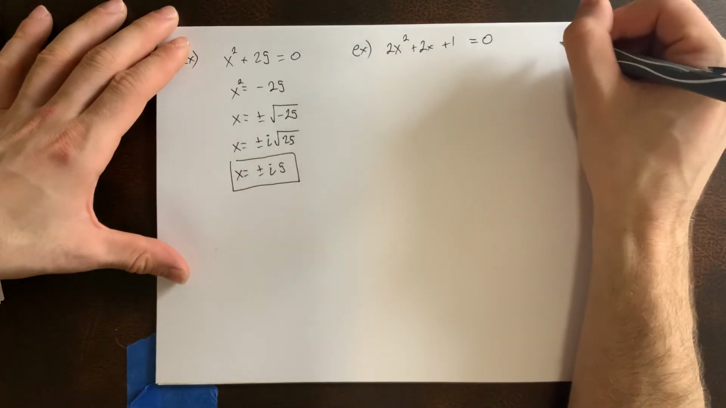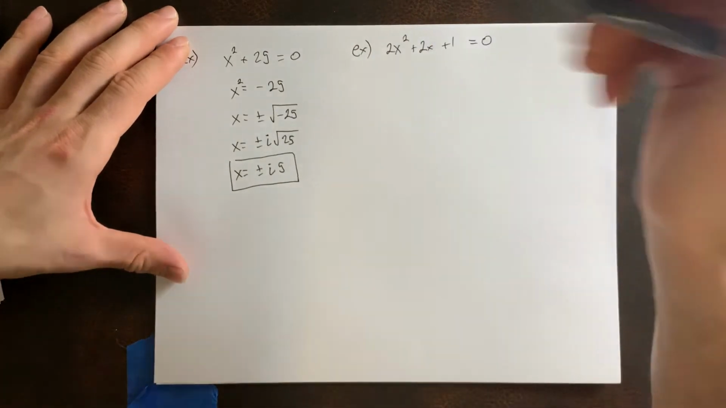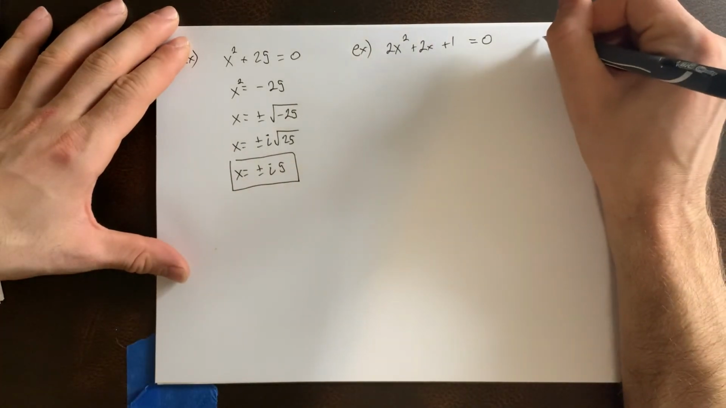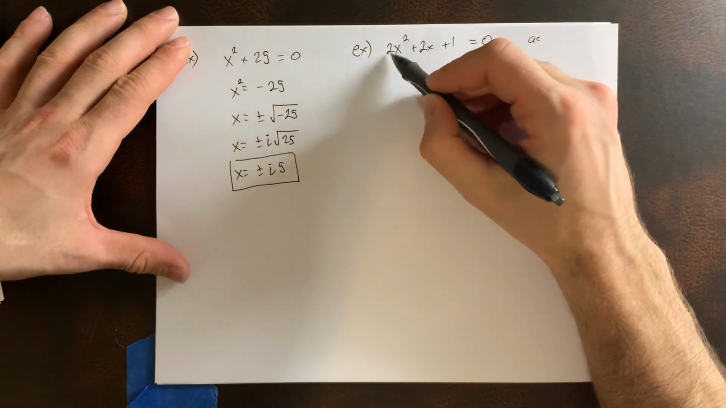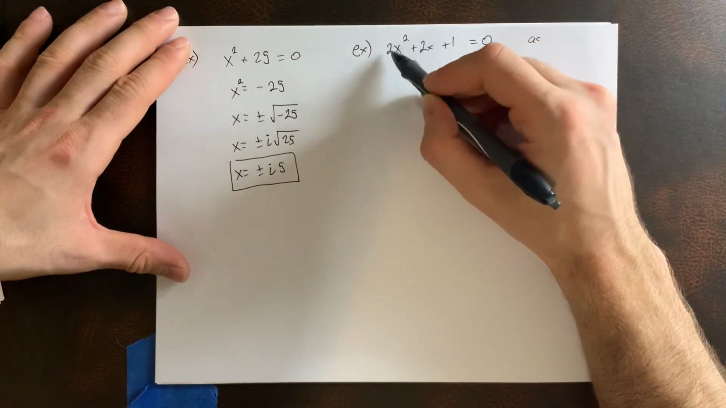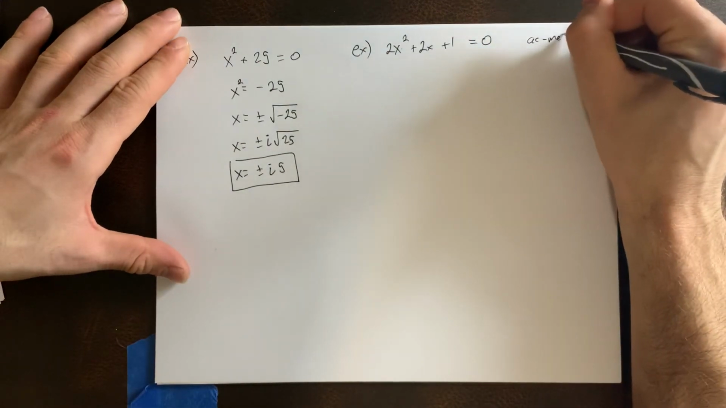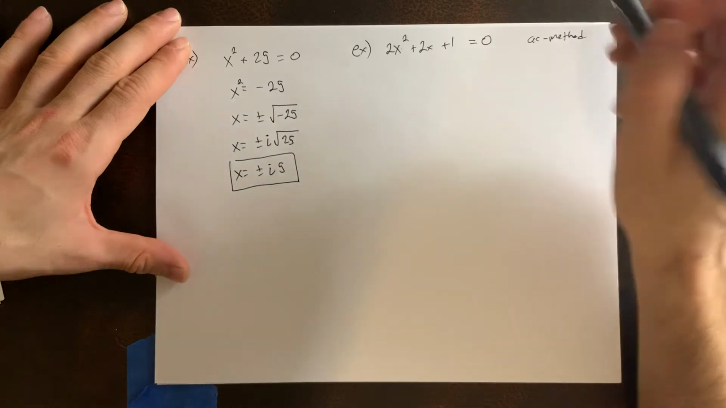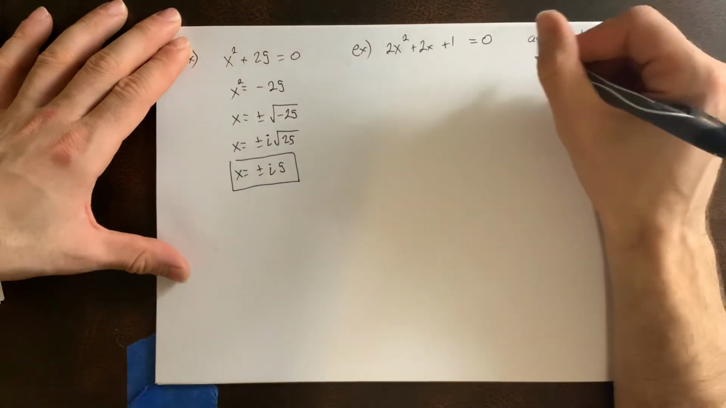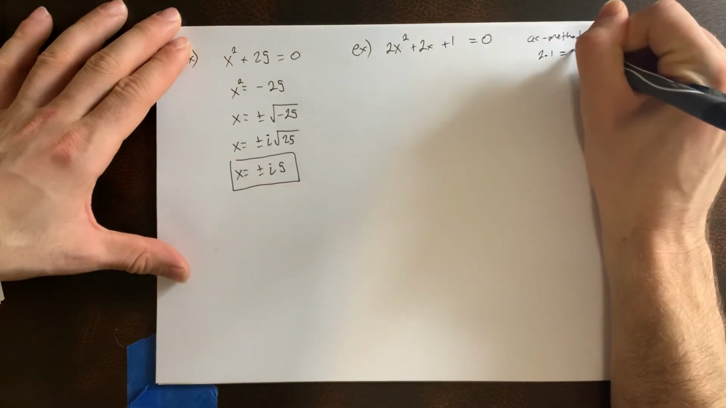If we did the AC method, let's do that to show why it's not possible. So say the only way to factor this one is the AC method. And we know that because there's a number in front of the x squared. Whenever there's a number in front of the x squared, we have to use the AC method. So the AC method says you take your A and your C and you multiply them together. So our A is 2, our C is 1. 2 times 1, that equals 2.